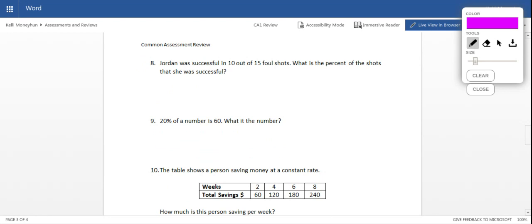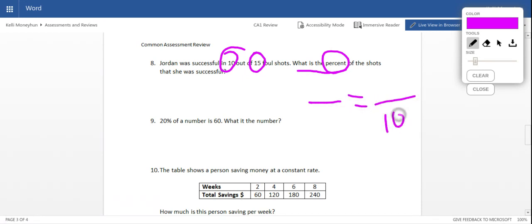All right, next one, just like the one we just did. Okay, so it says that Jordan was successful in 10 out of 15 shots that he took. What is the percent? Percent means proportion. I'm looking for the percentage, so where does my x go? My 100 never moves. Okay, so the x is going to go where the percent is going. And then, which one is my total? Which one's my bigger number? That's going to go on the bottom.